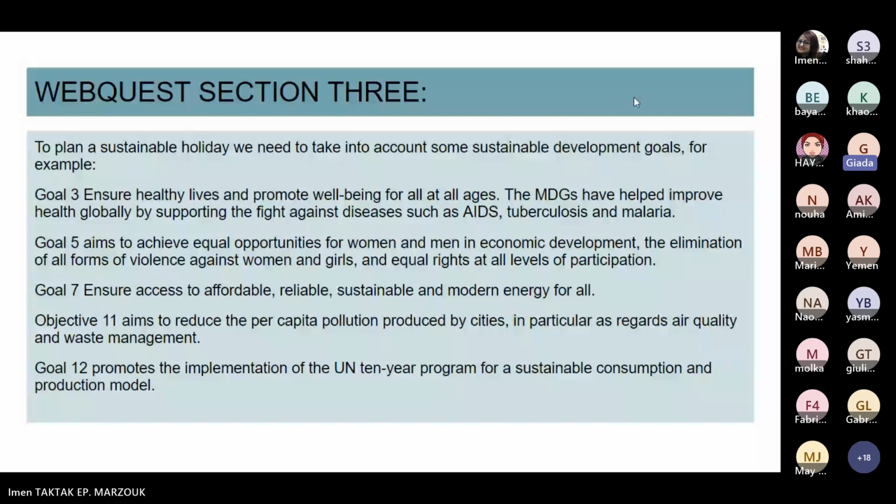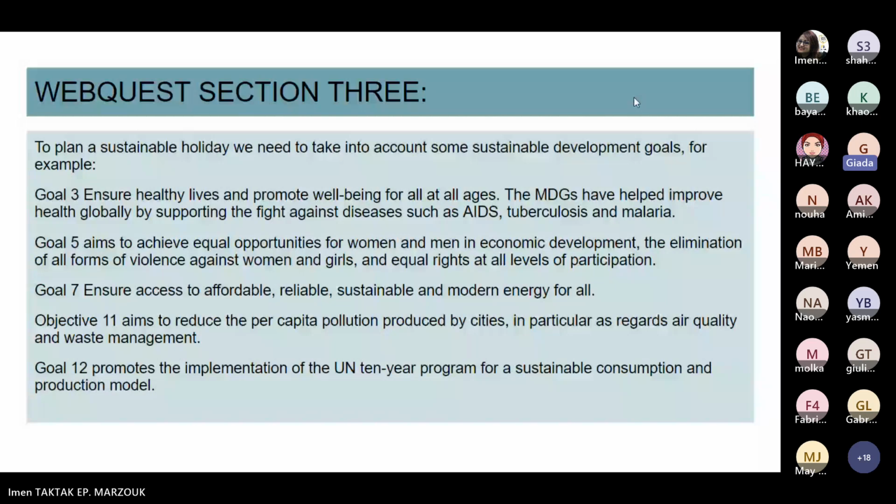The goals have helped improve health globally by supporting the fight against diseases such as AIDS, tuberculosis, and malaria. Goal 5 aims to achieve equal opportunities for women and men in economic development, the elimination of all forms of violence against women and girls, and equal rights at all levels of participation.